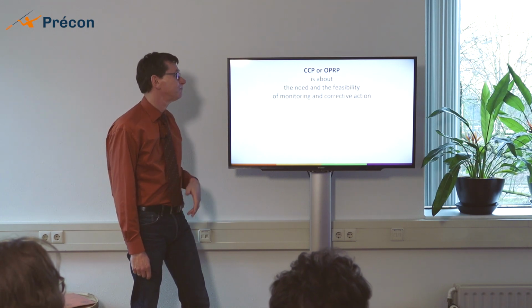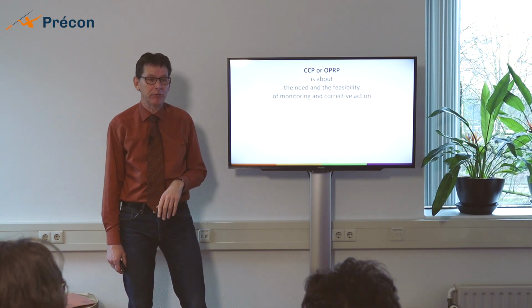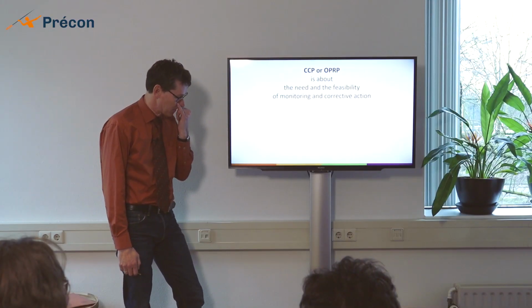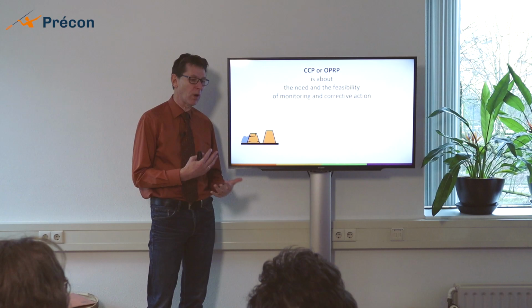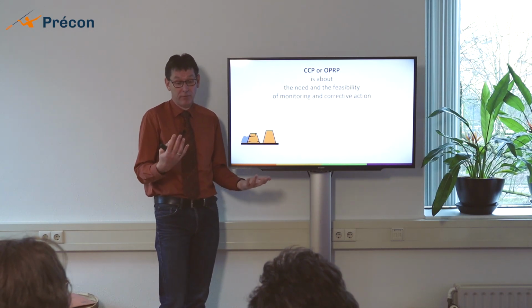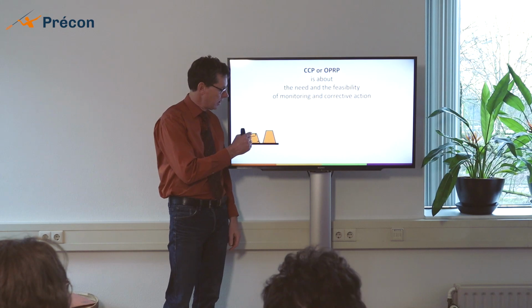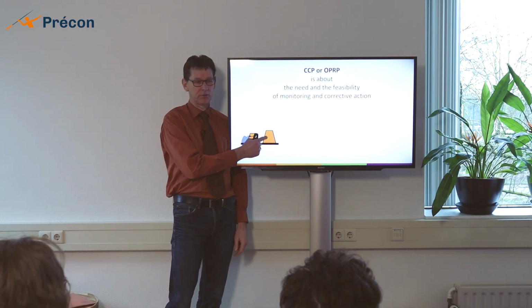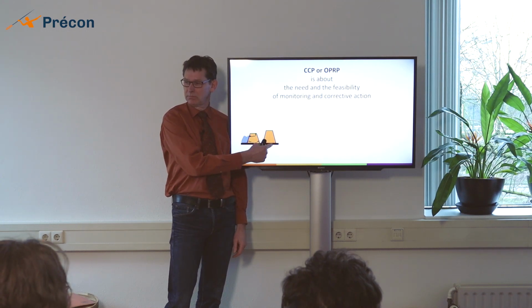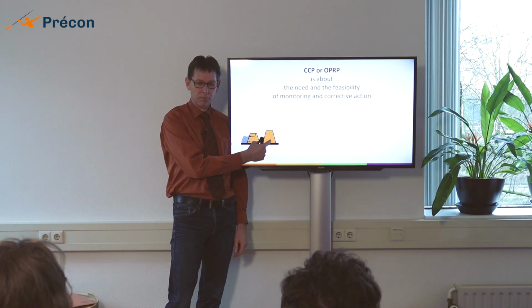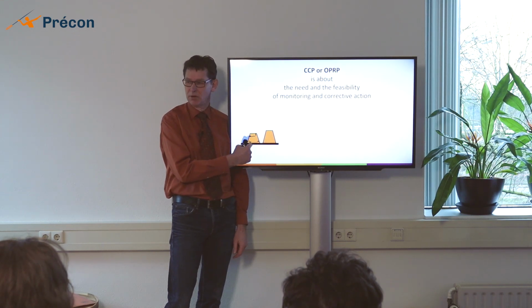Okay, now CCPs and OPRPs is really about the need and the feasibility for monitoring corrective action. And that's complicated, because there are so many different control measures. For one product there might be 3 or 4 or 5 or maybe even 10 control measures. And if this control measure fails, it's not much of a problem because we've got this one. And we might either choose to call this one a CCP or that one. If this one is the CCP, then that might be the OPRP, and if this one is the CCP, then that might be the OPRP.